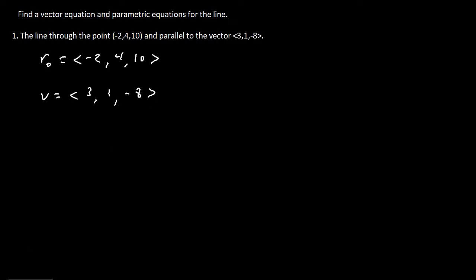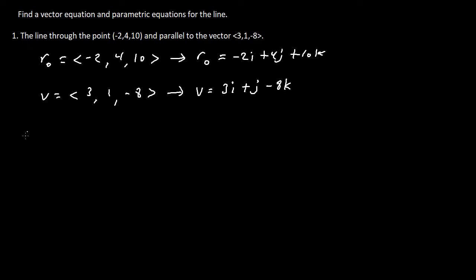Let's write each of these vectors in terms of i, j, and k, or the unit vectors. So r sub naught in unit vector form is going to equal -2i plus 4j plus 10k. And then the parallel vector v in unit vector form is going to equal 3i plus 1j, or simply just j, and then minus 8k.